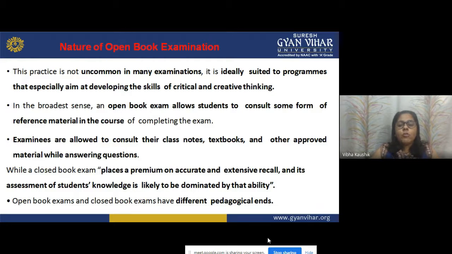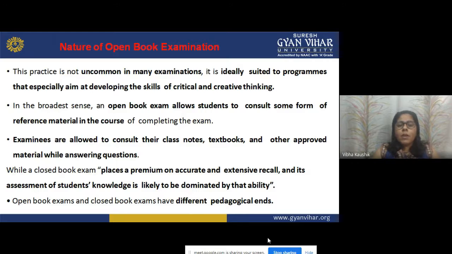Now, nature of open book examination. The practice is not uncommon in many examinations. Means the practice of open book examination. It is ideally suited to programs that specially aim at developing the skills of critical and creative thinking. Means open book examinations give emphasis to the development of critical thinking and creative thinking skills among the learners.